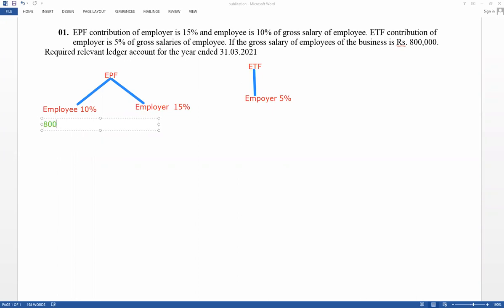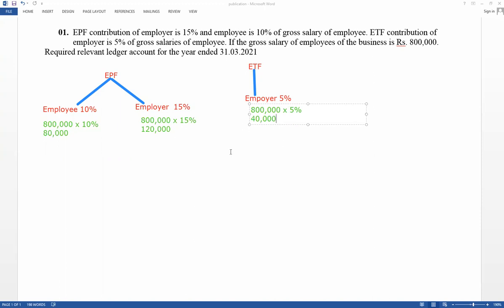times 10%. Try to calculate the employee contribution. It is given as 10% based on gross salary, so the value equals 80,000. As well as the employer contribution, 800,000 times 15%, so the value equals 120,000. ETF, only the employer gives their contribution, also calculated based on gross salary and the given percentage 5%. Therefore, the value equals 40,000.